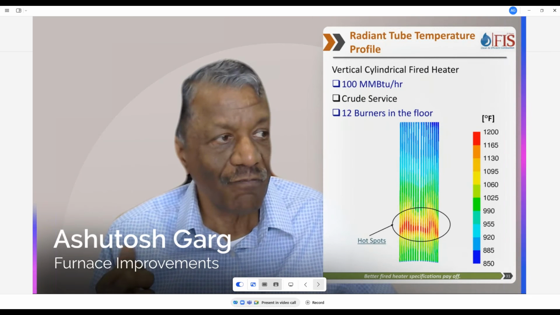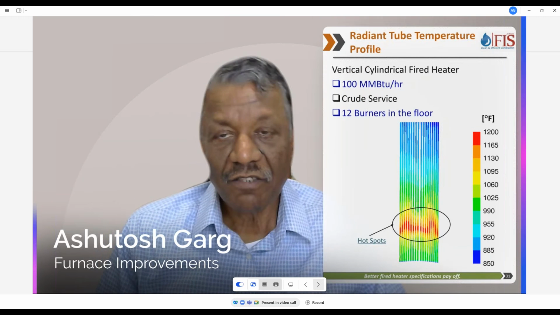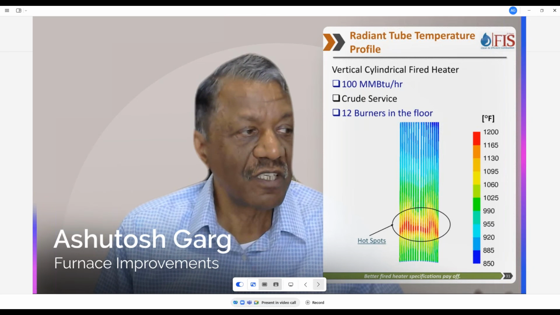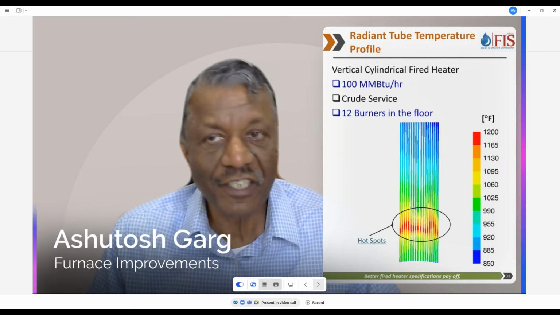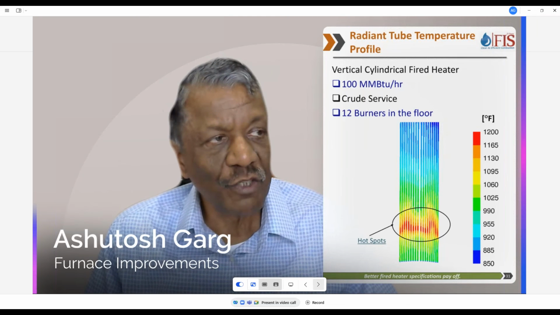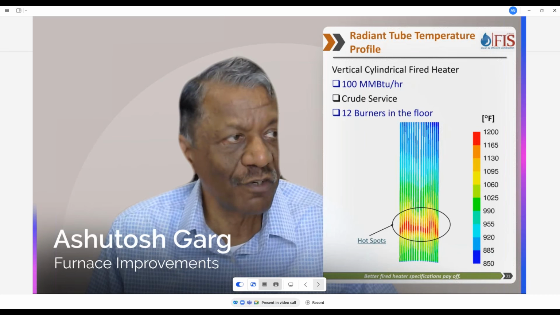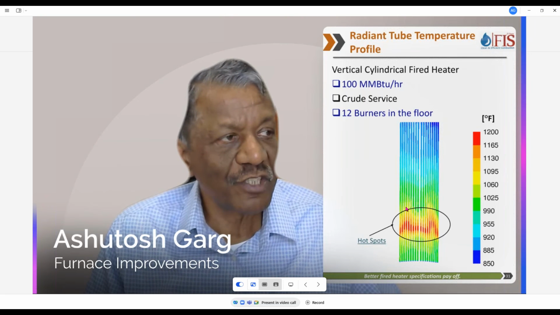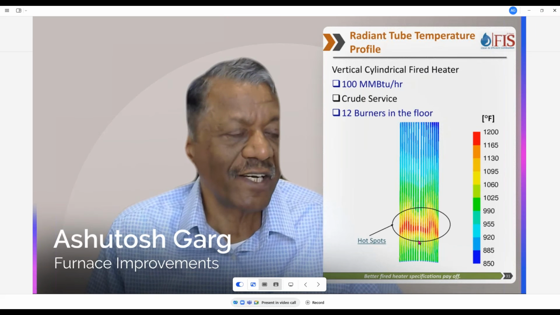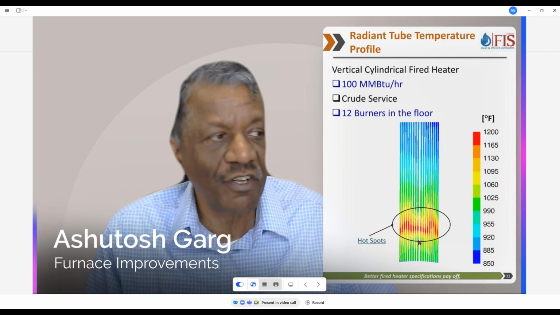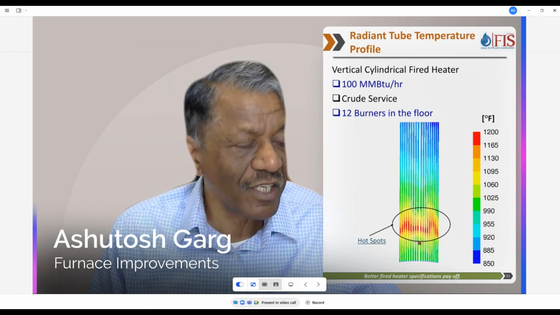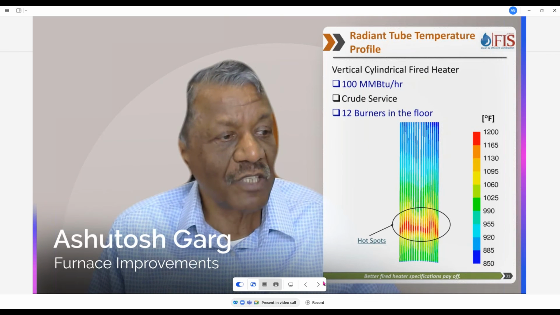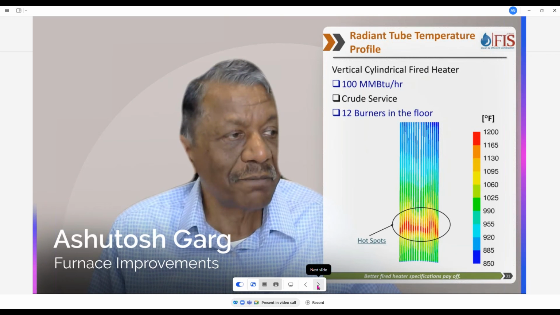I want to give you some practical examples of what we have experienced in the past 25 years. This is a heater, vertical cylindrical heater with 100 million BTUs in crude service, 12 burners on the floor. And you can see radiant tube metal temperature profile. We are seeing all the way up to 1100, 1200 degrees F. And that indicates that the heat transfer is not uniform. The good thing is we now have CFD modeling capabilities available, and we can see how the heater is behaving in practice.